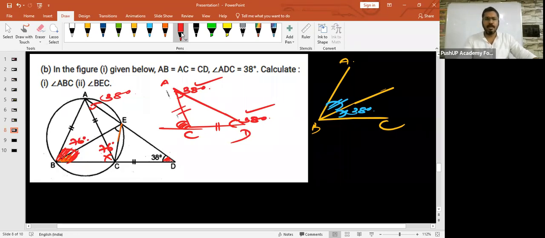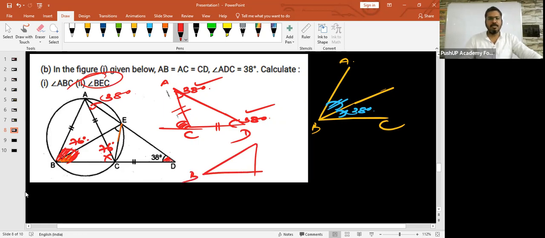What about Amal? Amal, are you there? Understood? Okay. Very good, children. So 76 is the answer, ABC. The second question is what? Finding angle BEC. Achha. BEC can be easily found, children, because you had already found how much is angle EBC. How much was this angle? 38 degrees.